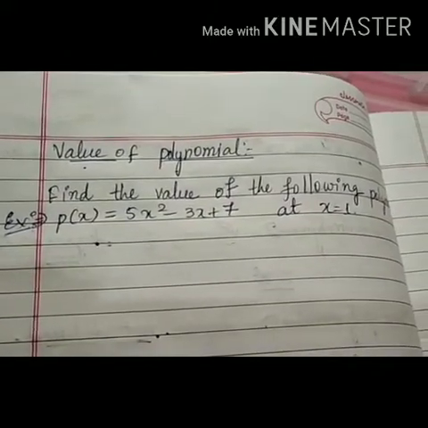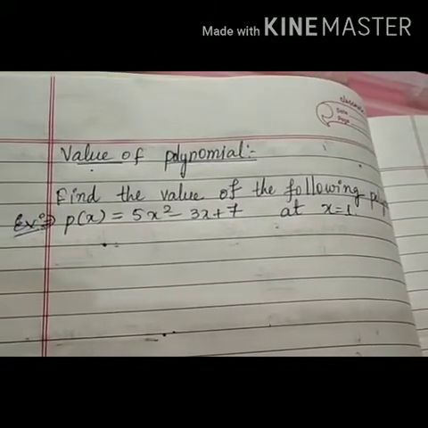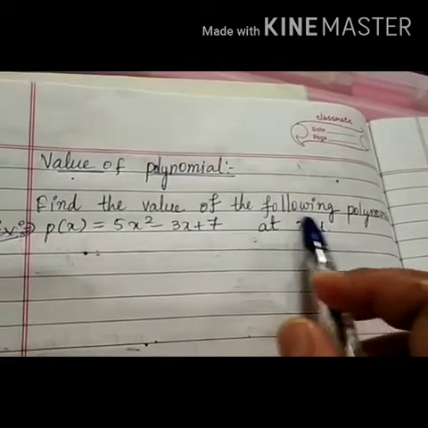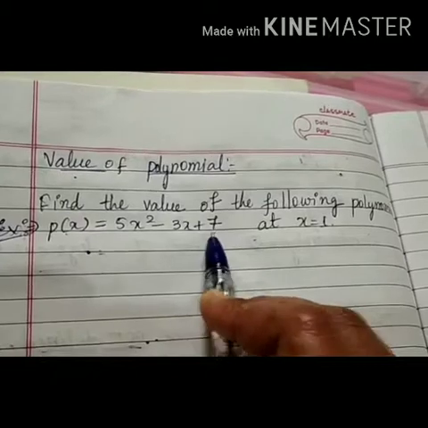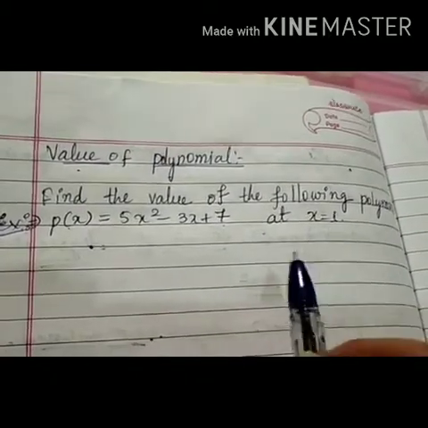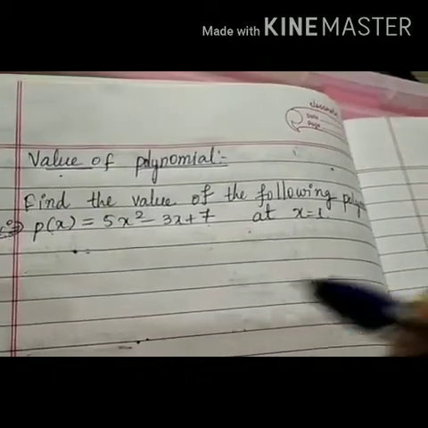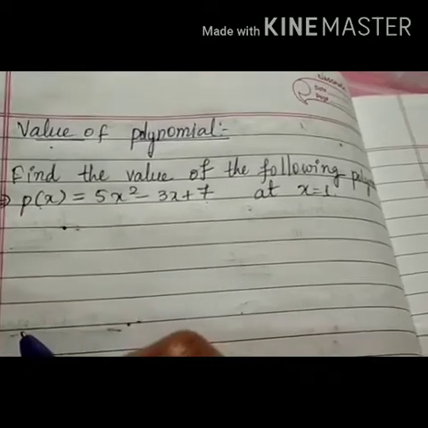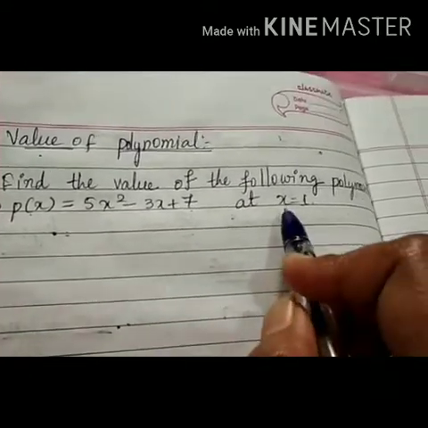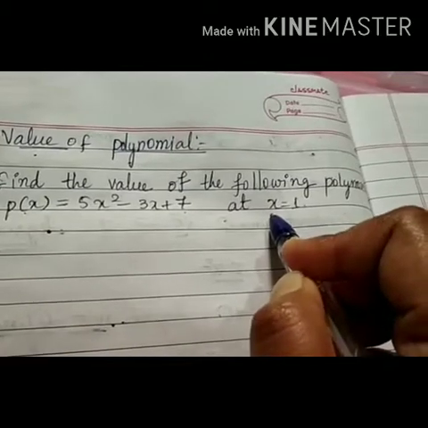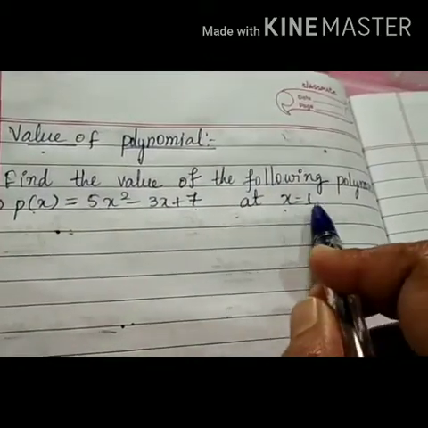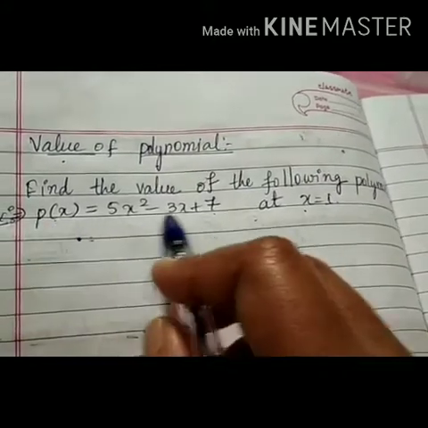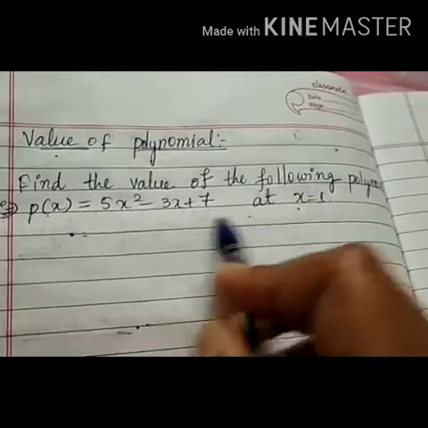So here I have taken one example, that find the value of the following polynomial. P of x is equal to 5x square minus 3x plus 7 at x is equal to 1. Children, you know it very well that you have studied this in 8th standard also, to find the value of algebraic expression by substituting the value of the given variable in the given expression. Now here x is equal to 1. So wherever x we find here, let us substitute 1 here.